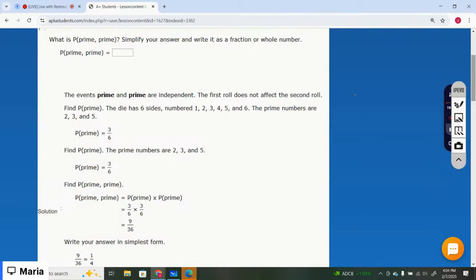So the probability of prime number first time is 3 by 6. And second time it is also 3 by 6 because whenever you're working on the dice, the events on the dice are always the independent events. So both the events are independent. So the probability is 3 by 6 times 3 by 6, that is 9 over 36, and you can simplify the answer.